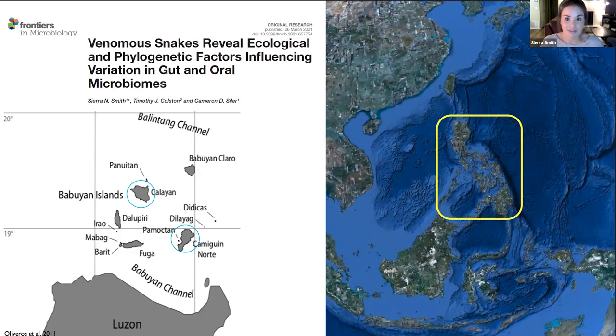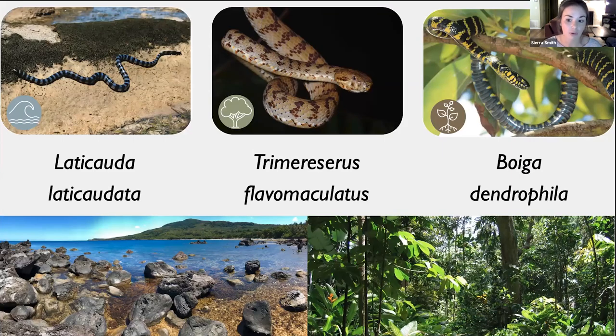So to begin to address some of these questions, I traveled to the Philippines, where you all are, in 2018, and I started the project that would eventually become a publication in the journal Frontiers in Microbiology. This came out just 2 months ago. And so in particular, I traveled to Calayan and Camiguin Norte Islands within the Babuyan Island Group, which I'm sure you all know is north of Luzon. And in particular, I was interested in sampling these three host snake species because they are all venomous and they occupy distinct habitats. So Laticauda is a sea krait, so it is a marine snake, whereas Trimeresurus is an arboreal pit viper, so it lives up in the trees, and then Boiga is a more ground-dwelling, shrub-dwelling snake.